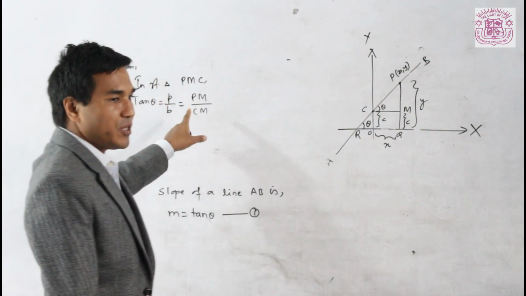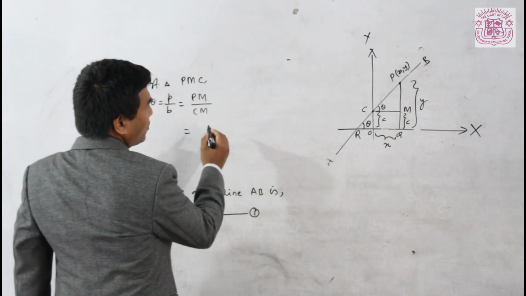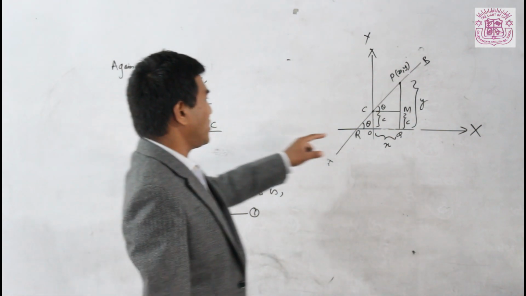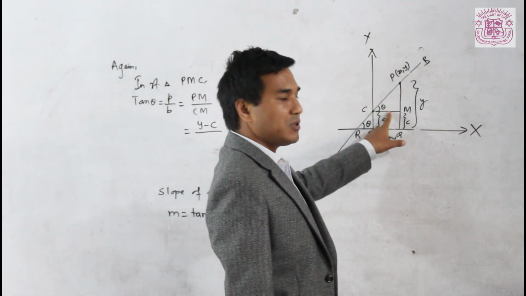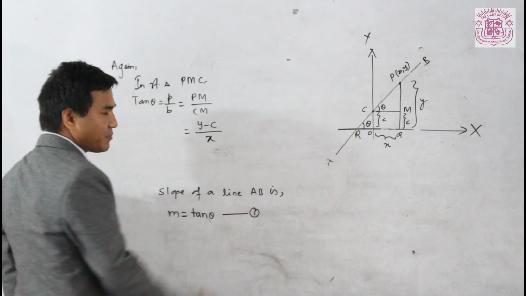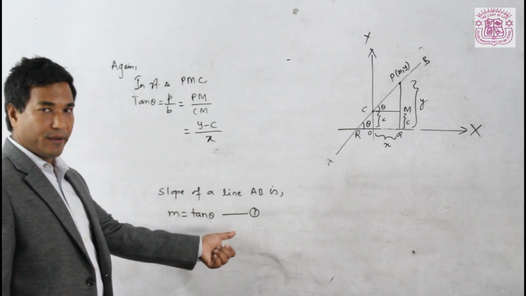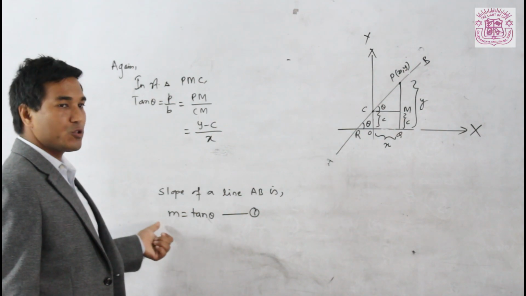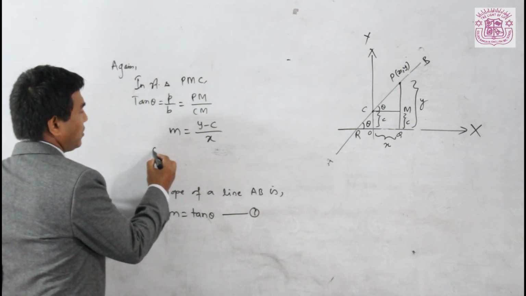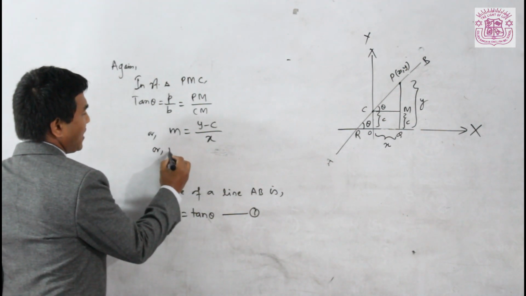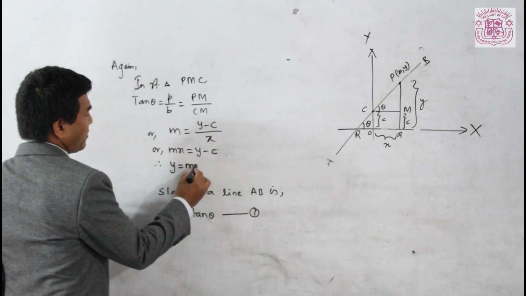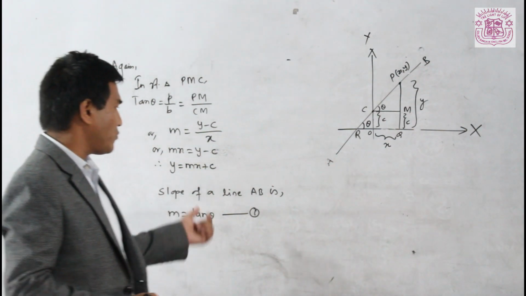So here we need the value of PM. So you can directly write PM equals y minus c. Similarly, CM is x over here because this and this are equal. So CM equals x. And from equation 1, we have got that tan theta equals the slope, that is m. So you can put m over here. On solving, you will have mx equals y minus c. Therefore, you can have y equals mx plus c. Hence, we have proved the first formula.